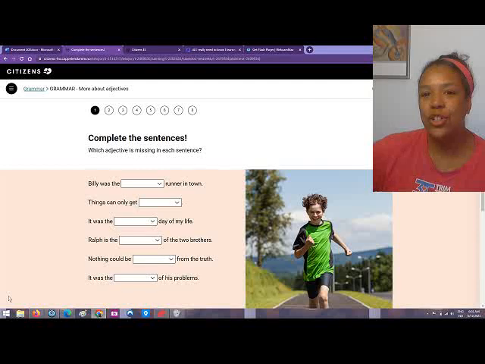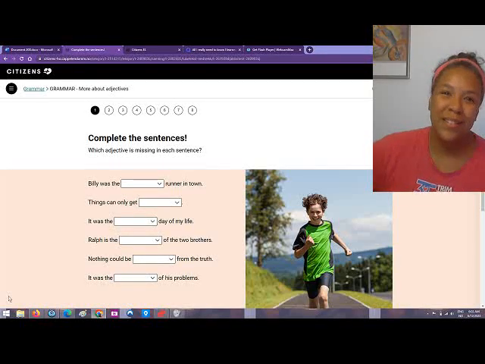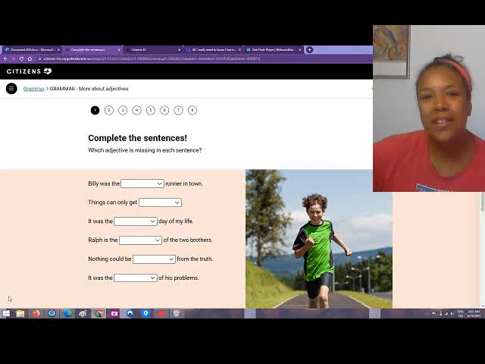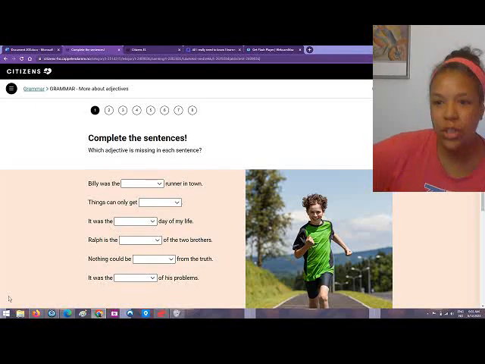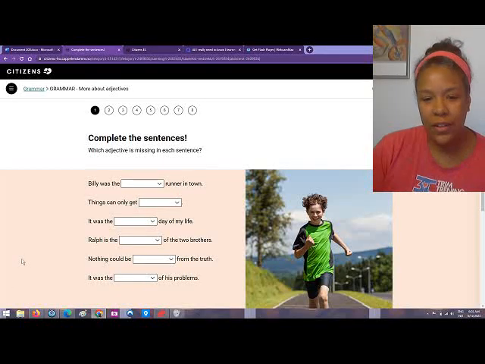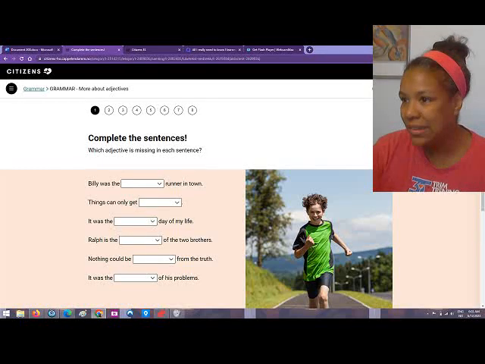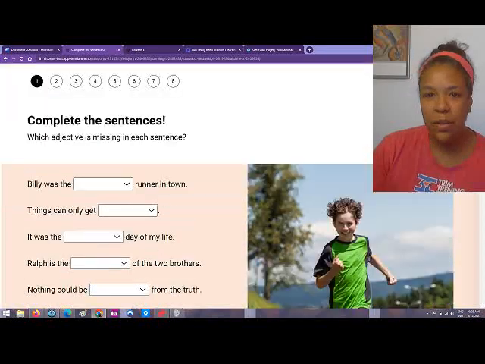Beautiful is an adjective. Big is an adjective. Interesting, another adjective. Large is an adjective. Small is an adjective. So those are adjectives. Now let's take a look at the exercise here. I don't know how much of it you can see. Perhaps I'll make it so it's bigger on the screen.